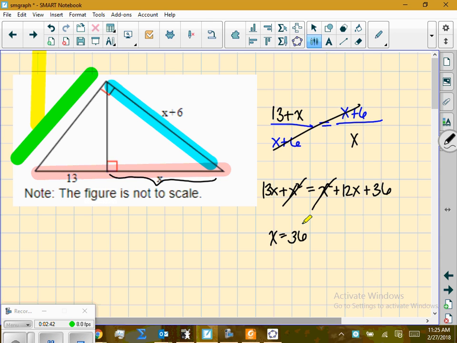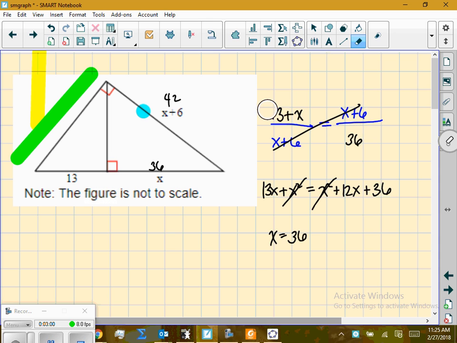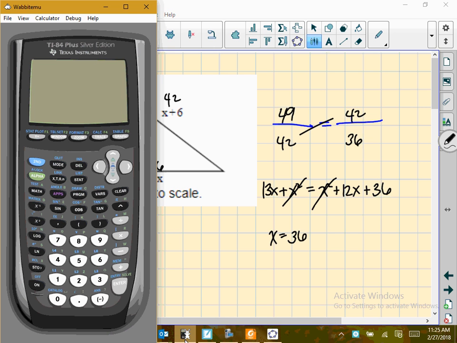How can I check myself? Well, if x is 36, come back in here. Obviously, this is going to be 42. This here is going to be 36. If x was 36, this would be 36 here. 13 plus 36 is what, 49? So 49 would go there. X plus 6 would be 42 times 42. And all I've got to do then is check proportions.